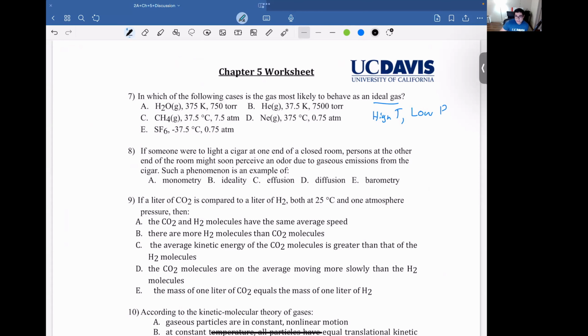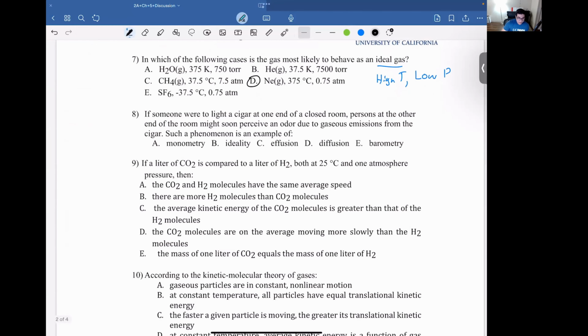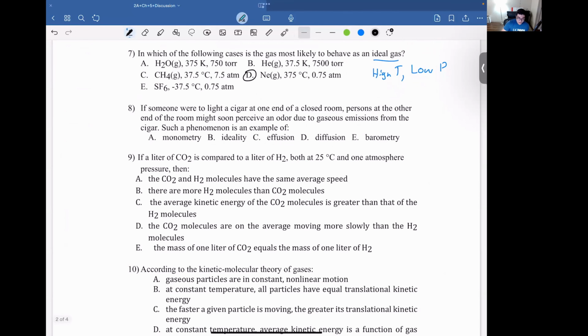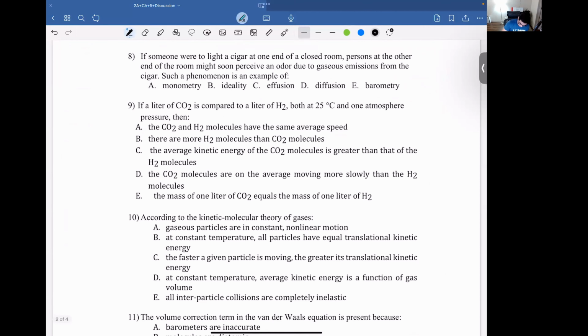Same thing with E. It's just a low temperature, or lower than some others. So we're really between A and D. D has a lower pressure than A, and a higher temperature. So the answer is going to be D, because 375 Celsius. A probably also acts like an ideal gas, but we're just looking at which is most likely. So highest temperature, lowest pressure.